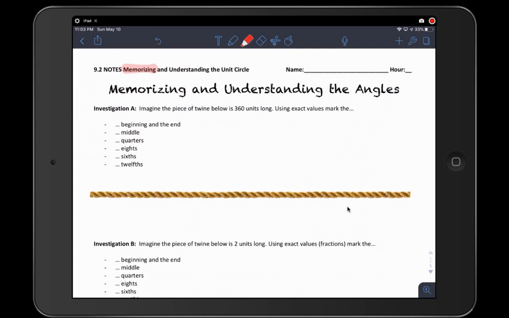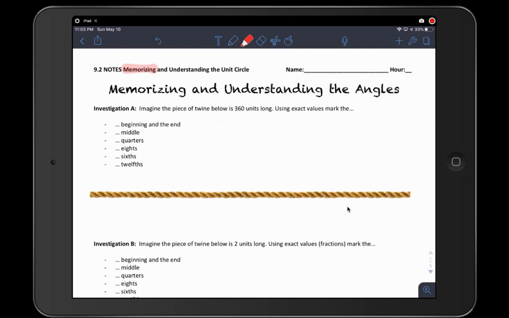memorize the unit circle. But I also think it's important that you understand where the values in the unit circle come from. And that's what we're going to focus on at first here. So we're going to go through our exploration, and that's going to help us understand where these values come from and why we have to memorize them. Why is it important to memorize them?